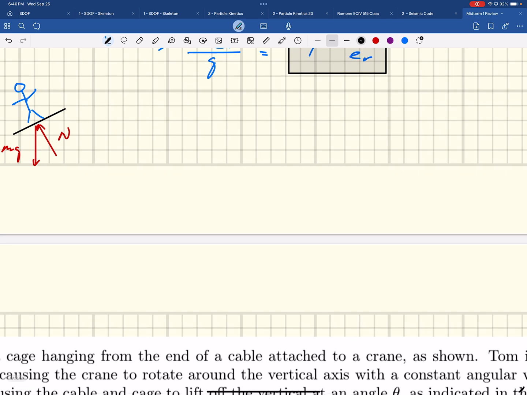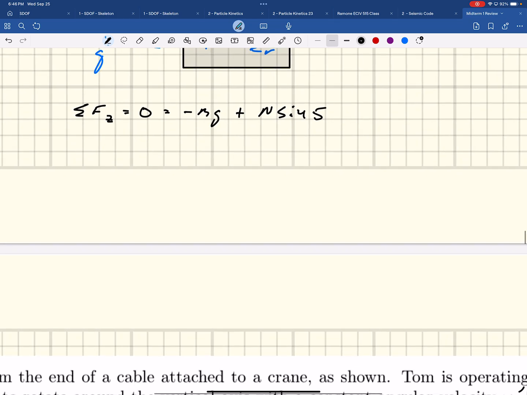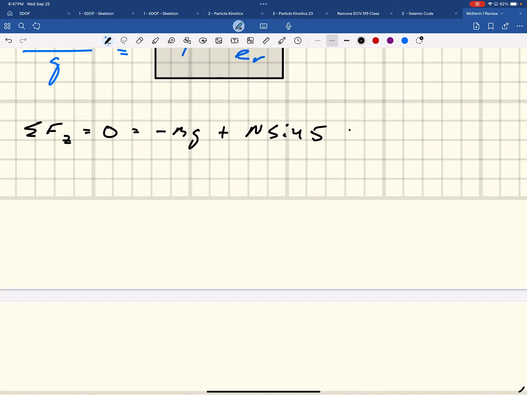Because you apply those same equations of motion, the sum of the forces in the z direction. What's the acceleration in the z direction? 0. So 0 is equal to negative mg plus the normal force times sine 45. The only unknown in that equation is the normal force, so just based off of Fz you could solve for it.